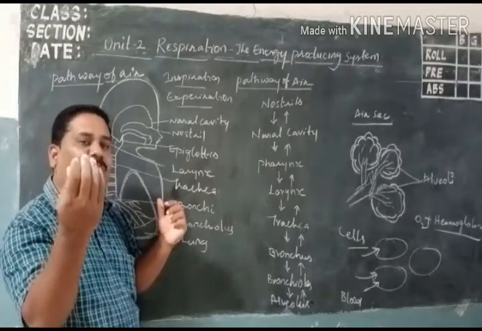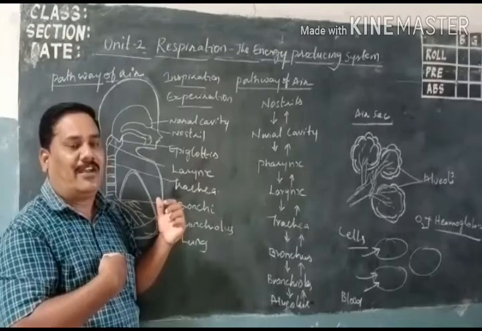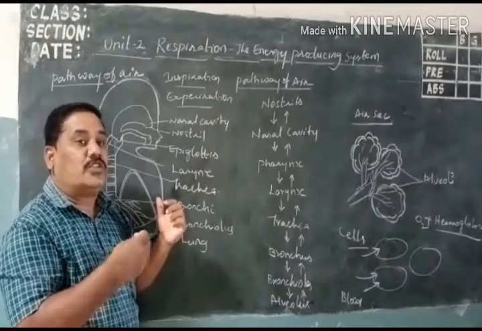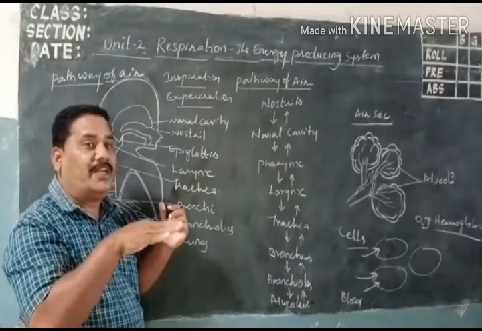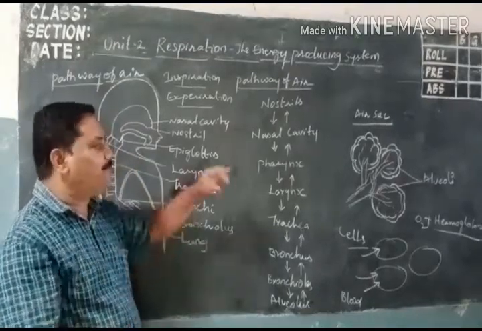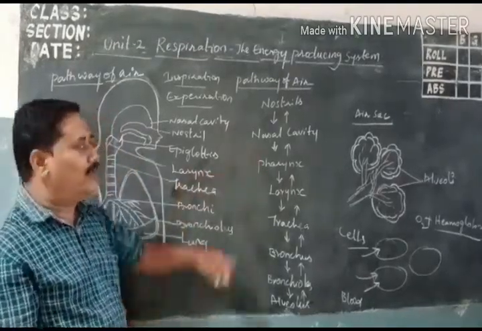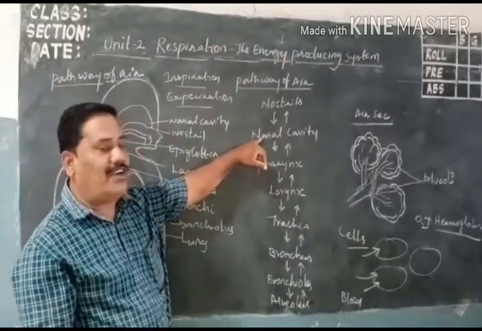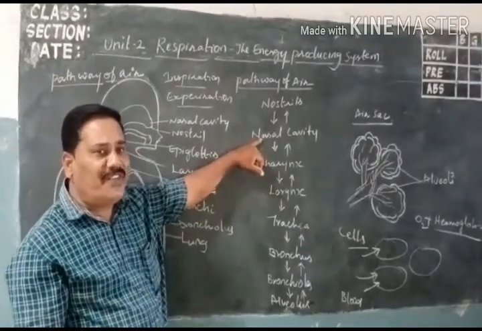When warm air enters the respiratory organ, it causes a burning sensation. So the mucous membrane humidifies the air, and afterward the air enters the respiratory organ. The nasal cavity is surrounded by the mucous membrane, which humidifies the air.